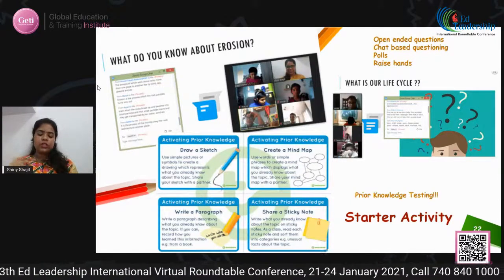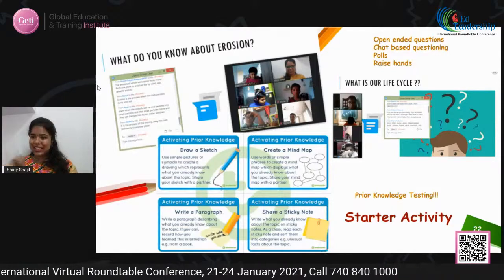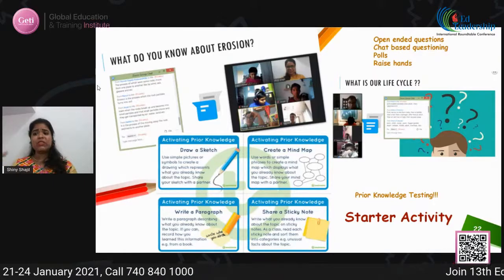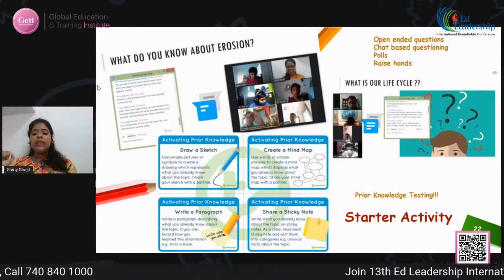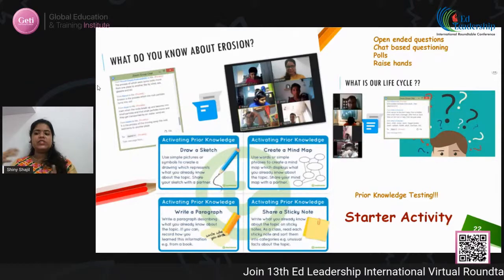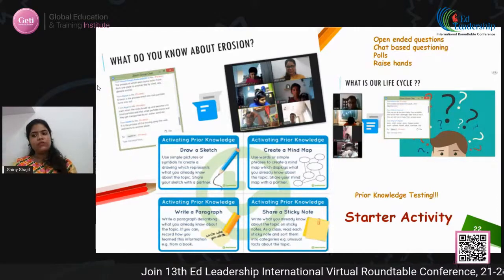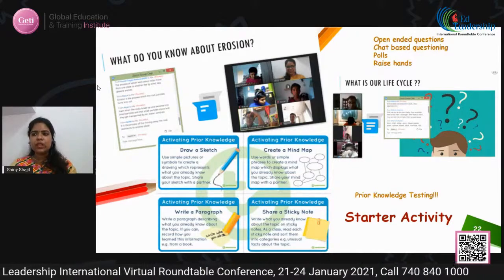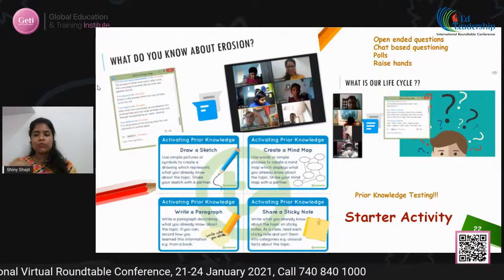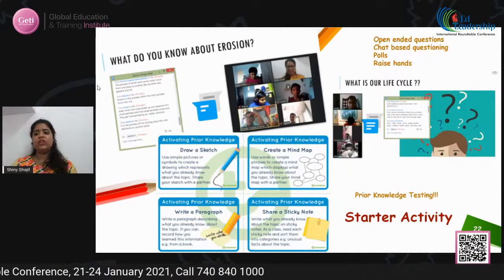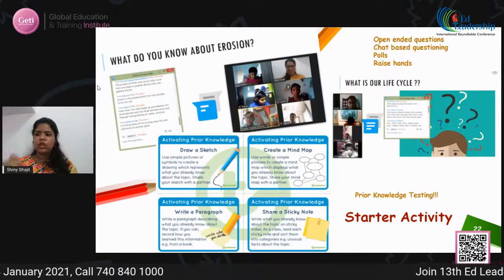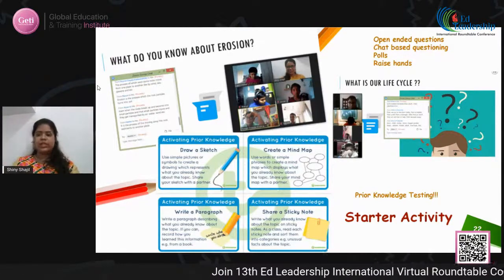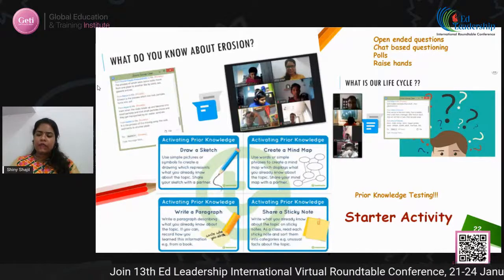Apart from this, you can also ask them to draw, that is, sketch. How do you ask them to sketch? With the help of annotation tools on different websites that allow you to do group sketching. Then you can ask them to create mind maps and share them. Ask them to write a paragraph, again through chat. And sticky notes. Sticky notes are something we used in an offline class. It's like a hands-on activity. You give them sticky notes, and whatever they know regarding that topic, they come and put it on the chart or on your notice board. But now in the online platform, can we do that?